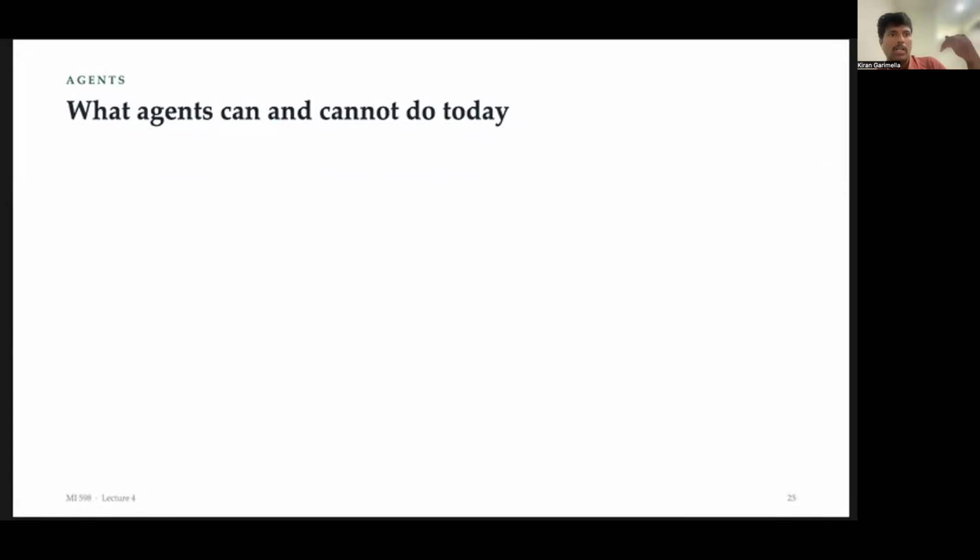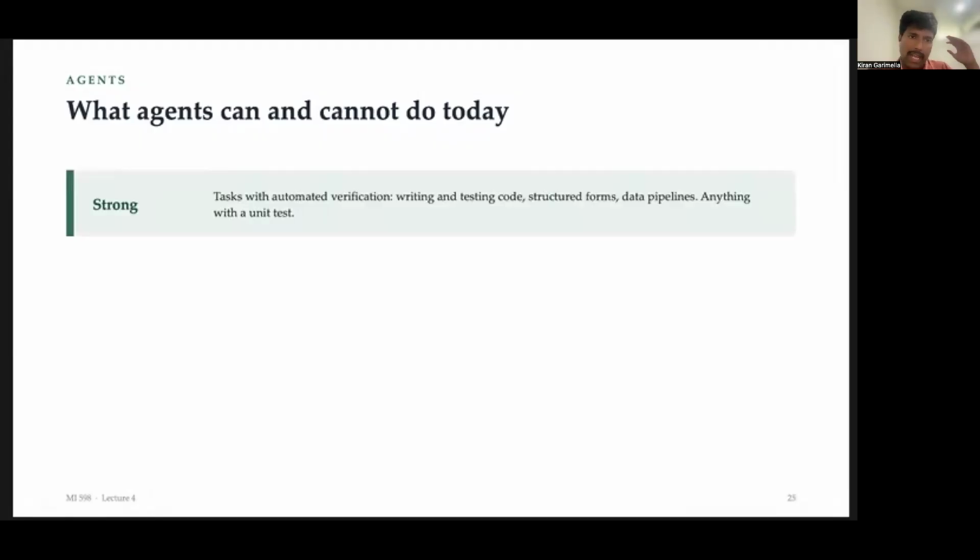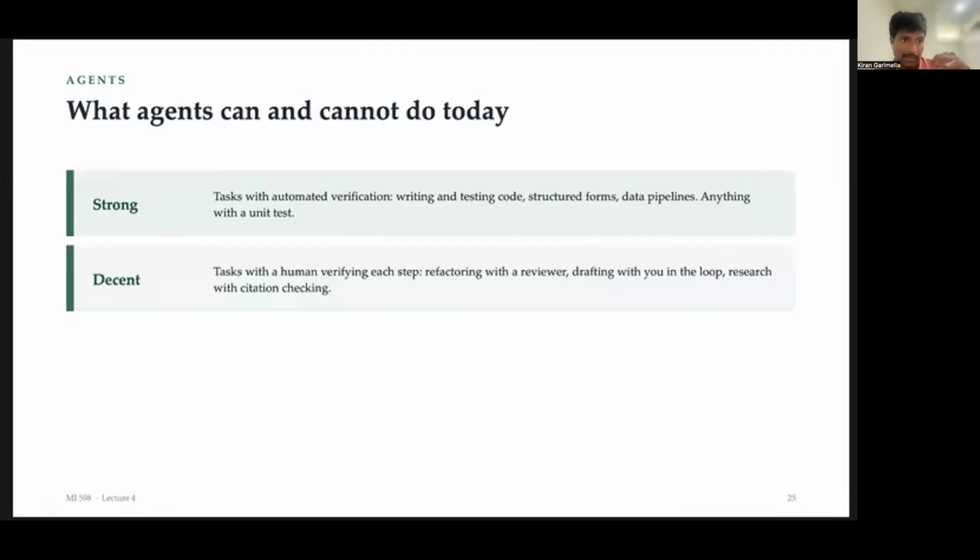So it's the same thing here. We think AI agents can solve a lot of very good practical problems. I will show you some examples of that. But what can they not do? That's also something that we need to think about. So the strengths are tasks with automated verification: code, structured forms, data pipelines, things like that, they can really do very well.